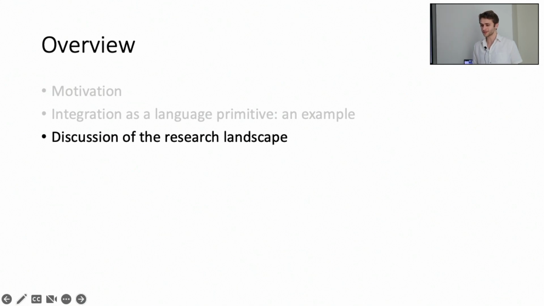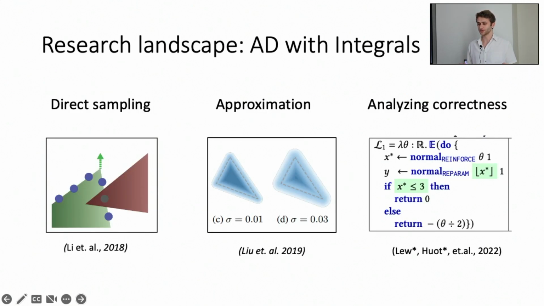OK, so now we're going to switch to talking a little bit more broadly about the research landscape. Where have we seen this problem pop up? And what have practitioners and programming languages researchers done to try to resolve these problems? So we're looking at 3 different approaches. The first is direct sampling. The second is approximation. And the third is analyzing correctness.